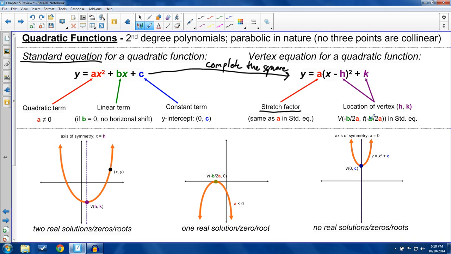Here's another way of looking at your vertex. That looks kind of weird, so let me rewrite that. It'll still look weird. Negative b over 2a. We've discussed that at great length before.